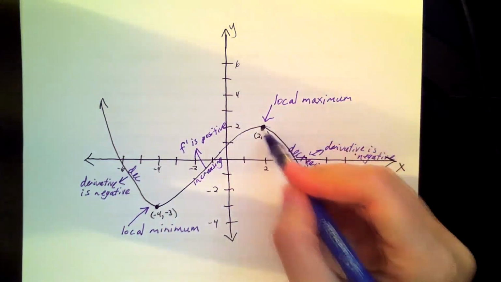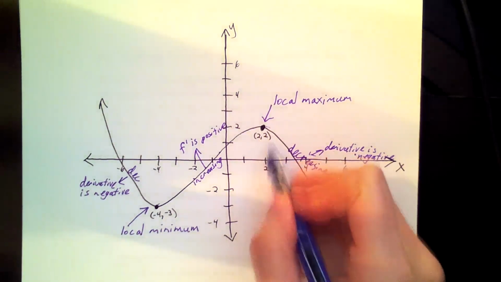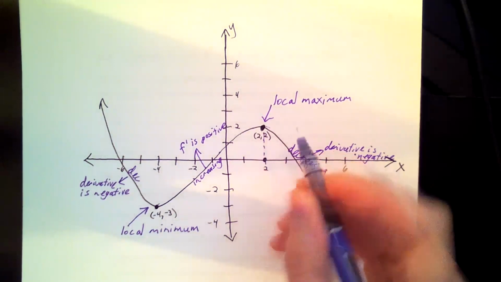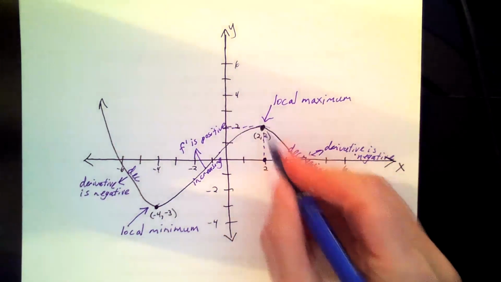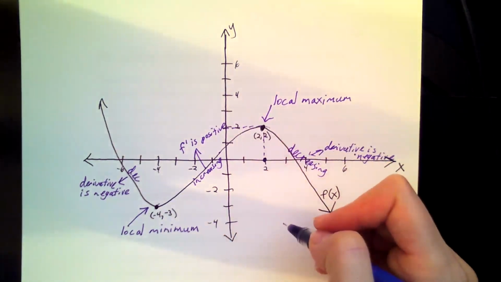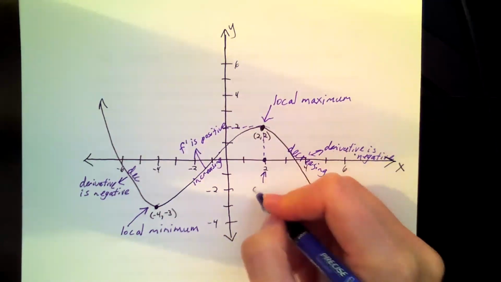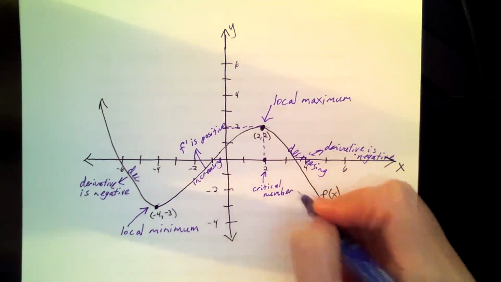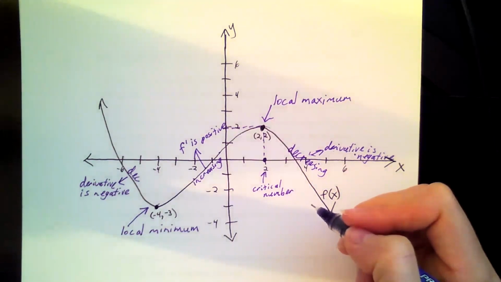Let's consider this turning point again, the local maximum. This local maximum is at the point (2, 2), and it corresponds to an x value of 2. So we have an x value here of 2 and a y value of positive 2. This x value, where the local maximum occurs, is called a critical number. A critical number is any x value where there is potentially a local max or a local min.